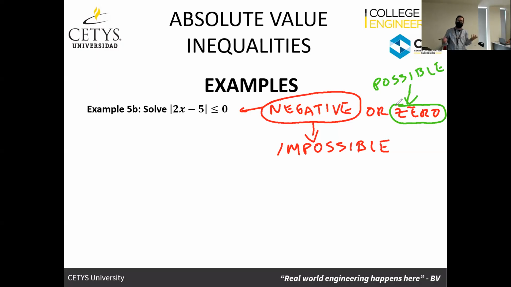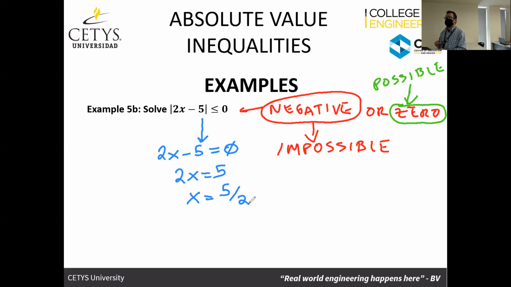We solve it normally. We're gonna express this as an equation because we're just looking for the 0 value. So this is actually going to turn into 2x minus 5 equals 0. This is going to give us 2x equals 5, so x equals 5 divided by 2. So in this case, the solution set is not going to be a range of numbers. It's going to be just one number. Again, these are some of the things we have to keep in mind.